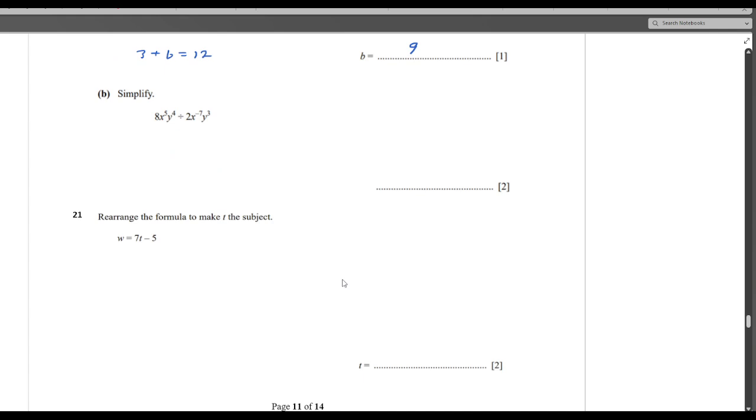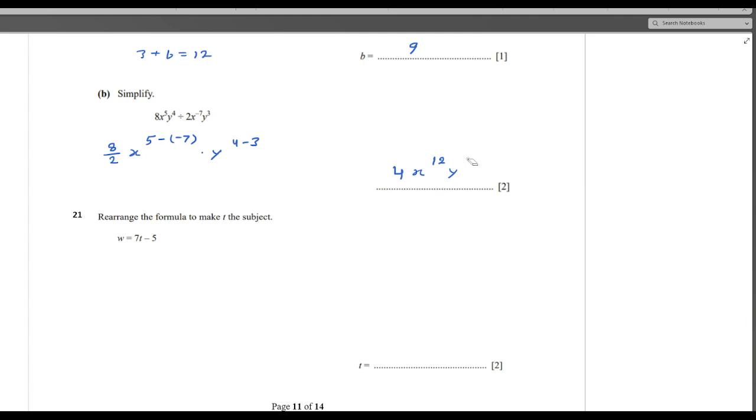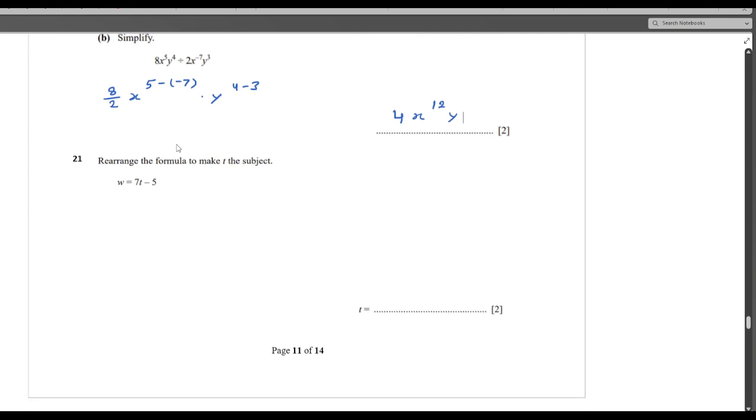Now simplify. So here you are dividing. So it is 8 divided by 2, then x power 5 divided by x power minus 7. So it is 5 minus, when you are dividing, you have to subtract, and then y power 4 minus 3. Okay, so this will give you 4. X power, it is 7 and 5, we will add 7 plus 5, 12, and y power 4 minus 3 is 1. So 4 x power 12 y, there is no need to write power 1, it is understood.